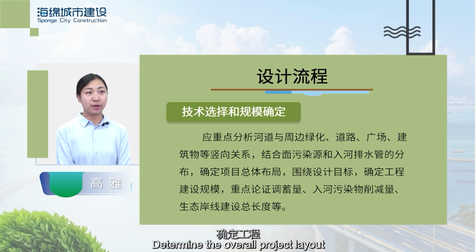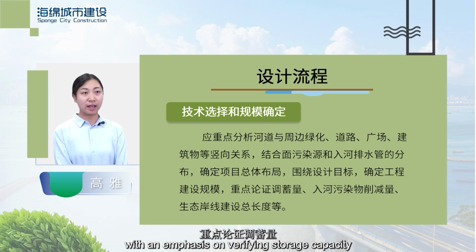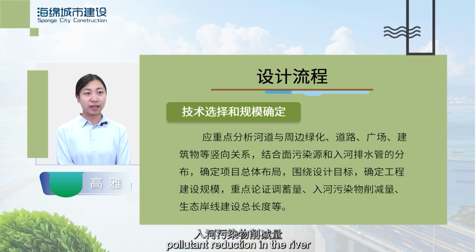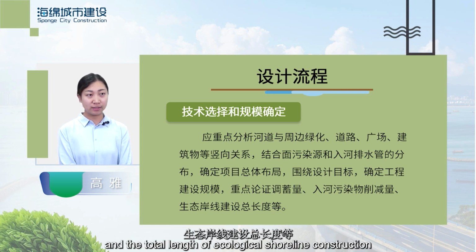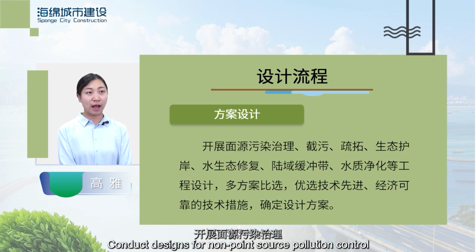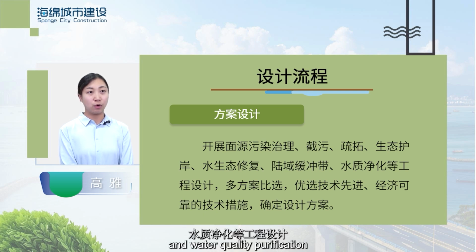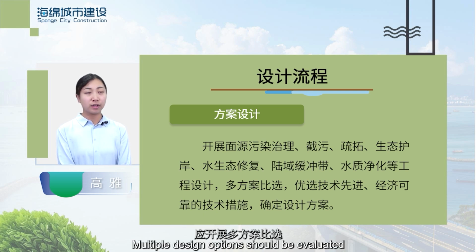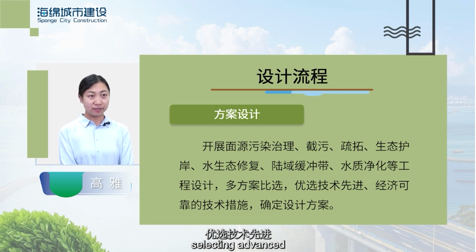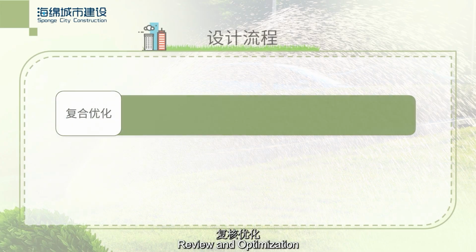Determine the overall project layout and construction scale around the design goals, with an emphasis on verifying storage capacity, pollutant reduction in the river, and the total length of ecological shoreline construction. Scheme design: conduct designs for non-point source pollution control, interception, dredging, ecological riverbank protection, aquatic ecosystem restoration, terrestrial buffer zones, and water quality purification. Multiple design options should be evaluated, selecting advanced and economically viable technical measures to finalize the design scheme. Review and optimization.